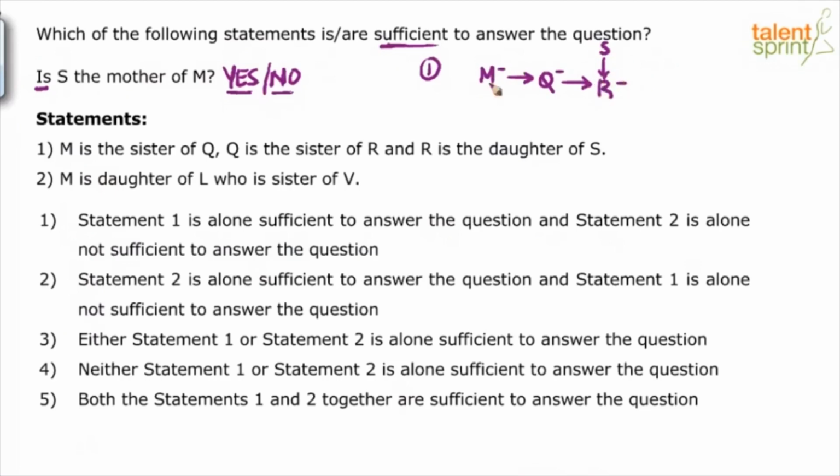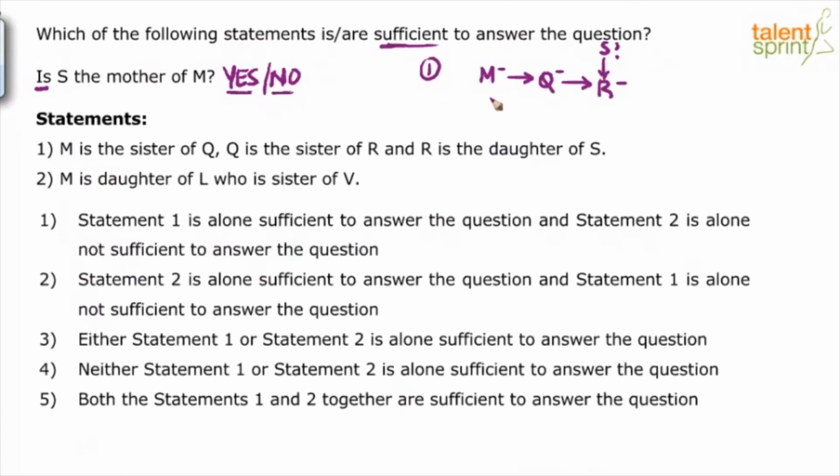But then M is the daughter of S. Is S the mother of M? Not clear. It depends on the gender of S, right? The gender of S is not known to us. S can be male or female. Both are possible. So from statement 1, we are not able to answer this question. Look at this diagram and tell me, is S the mother of M? I don't know. S can be the mother of M or S can be the father of M. Can you say yes or no for this one?